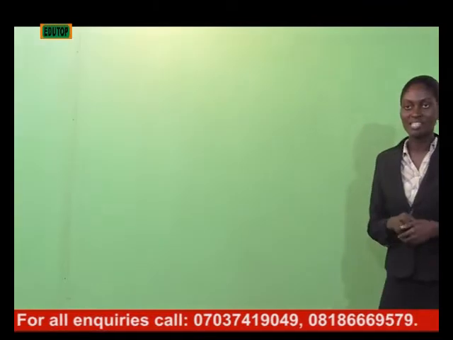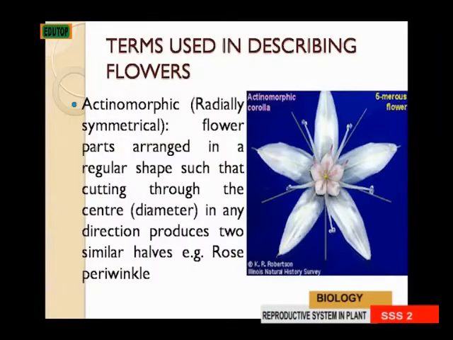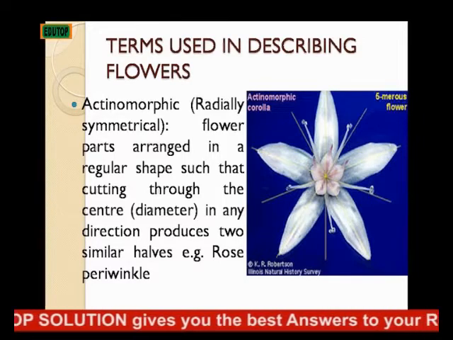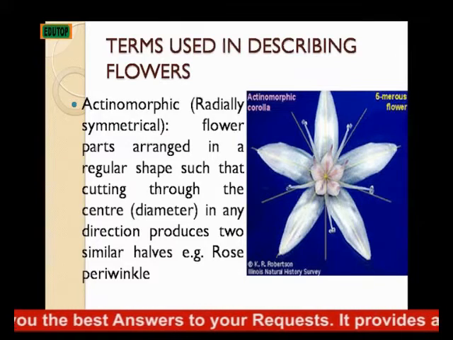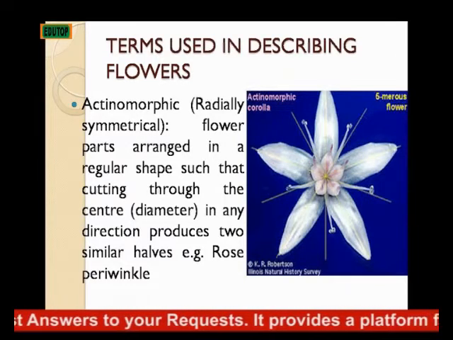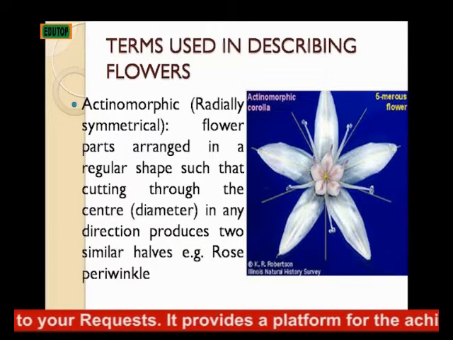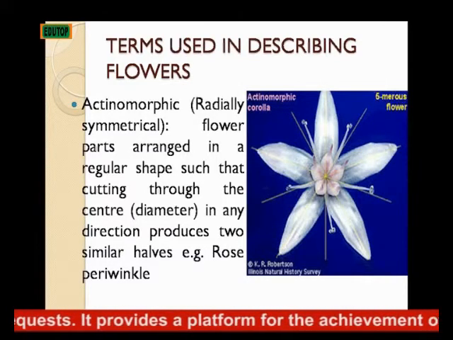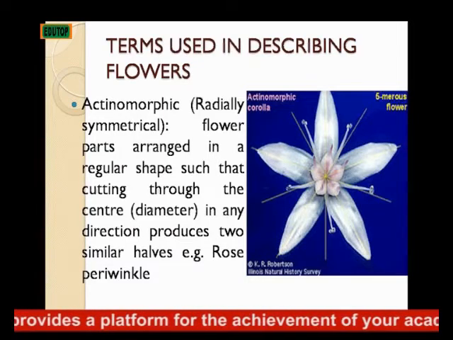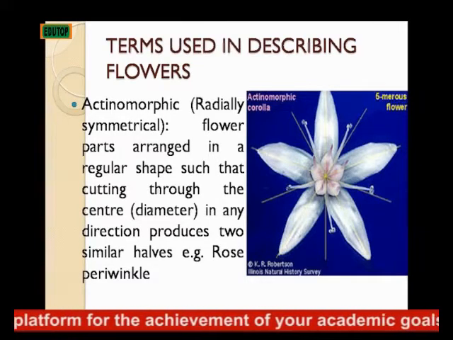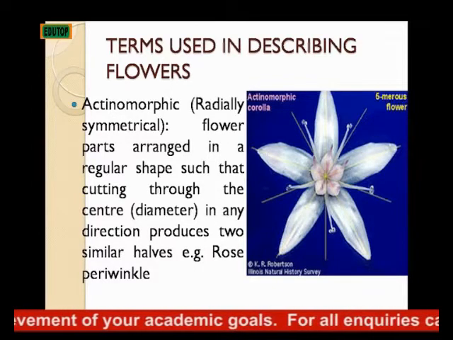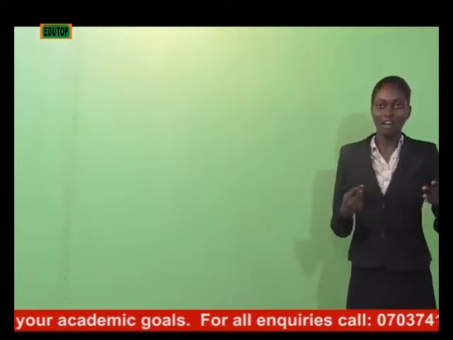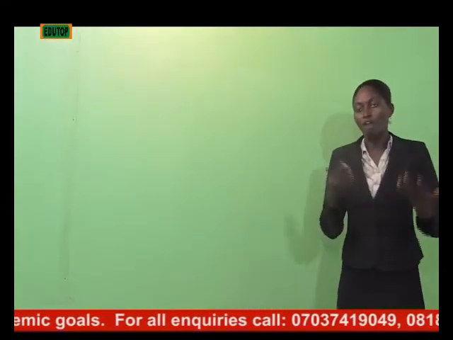Then another term used in describing flowers is actinomorphic. When you say a particular flower is actinomorphic, or radially symmetrical, it means that the flower parts are arranged in a regular shape such that when you cut through the center of the flower in any direction, it produces two similar halves. So it means that the flower parts are even in number. Maybe they have 6 parts, or 4, or 8.